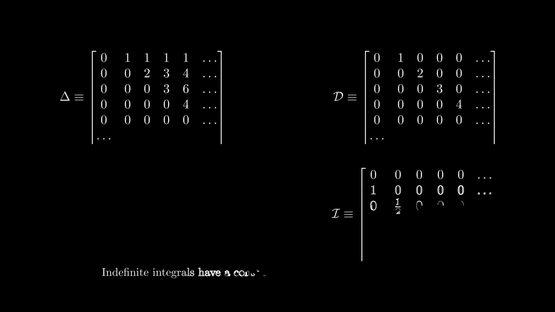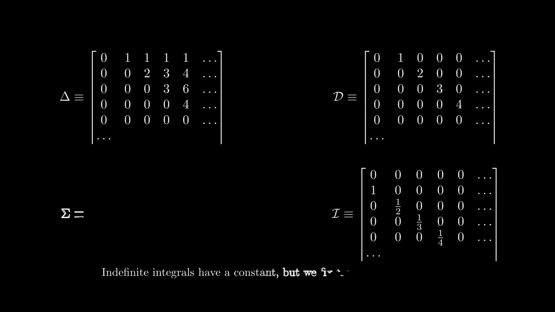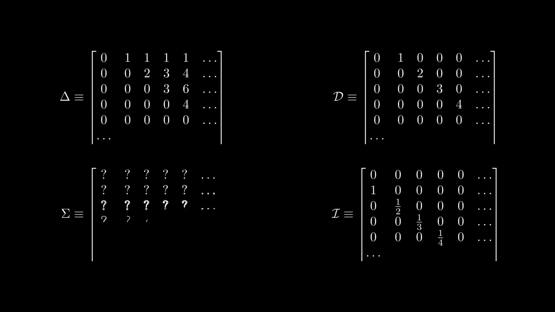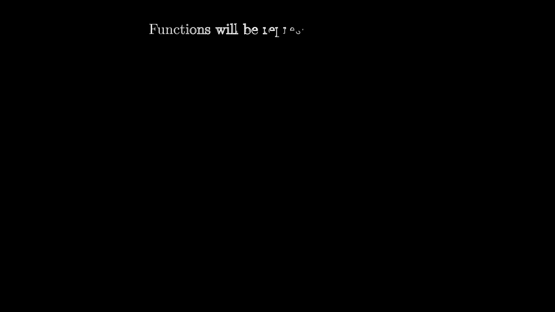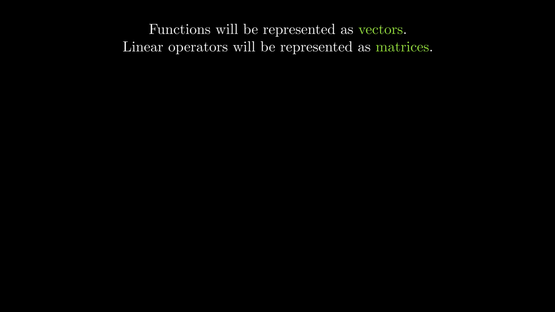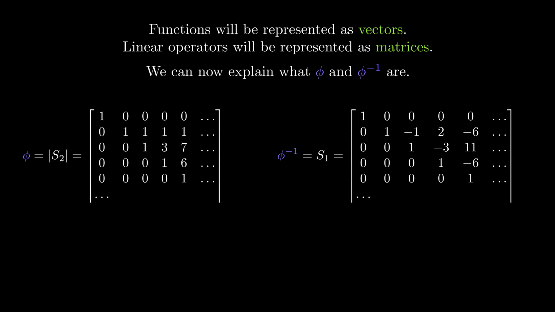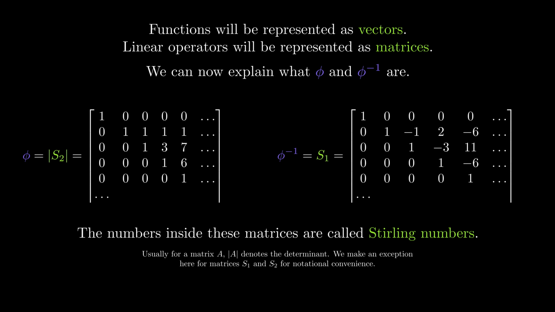Here is the matrix for integrals. There is a matrix for summations, but it's pretty difficult to derive naively, so let's say for now that we don't know it. By the time we are done, you'll be able to derive it fairly easily. Now that we understand functions as vectors and linear operators as matrices, we can now present phi and its inverse, which will also motivate the better names we will give them. Phi and inverse phi look like this, where the numbers inside are called Stirling numbers.